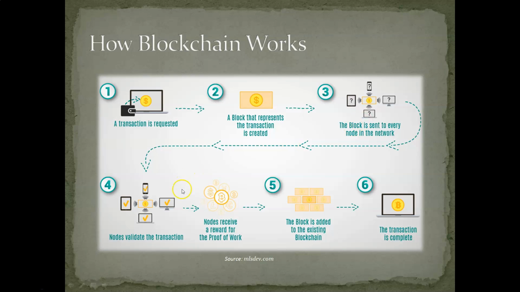Nodes will start the process of validating the transaction, and after the transaction is validated, the nodes will receive their respective reward. The block will then be added to the existing blockchain, and the blockchain is now updated with the transaction. This transaction will be immutable now and will not be updated or edited. The transaction process is now completed.